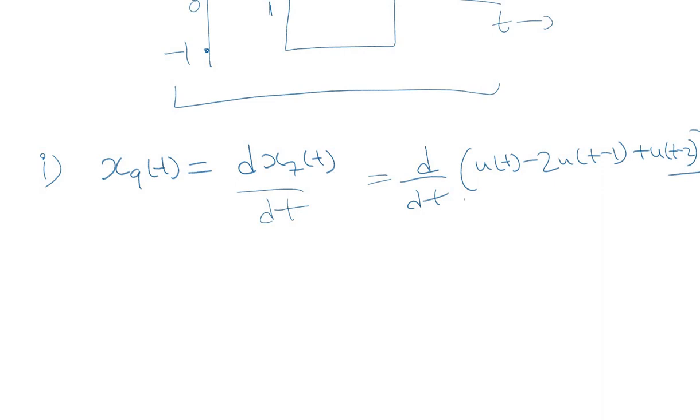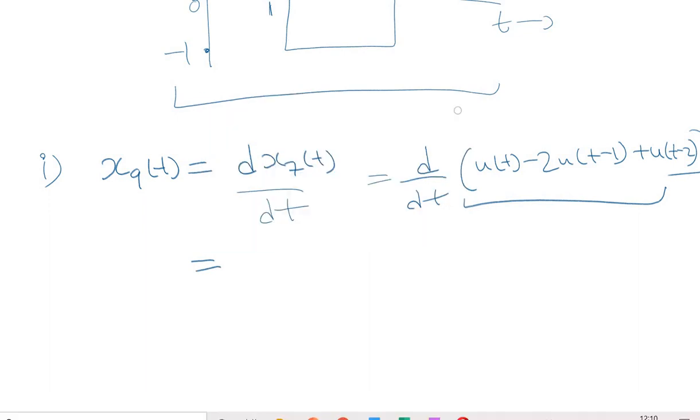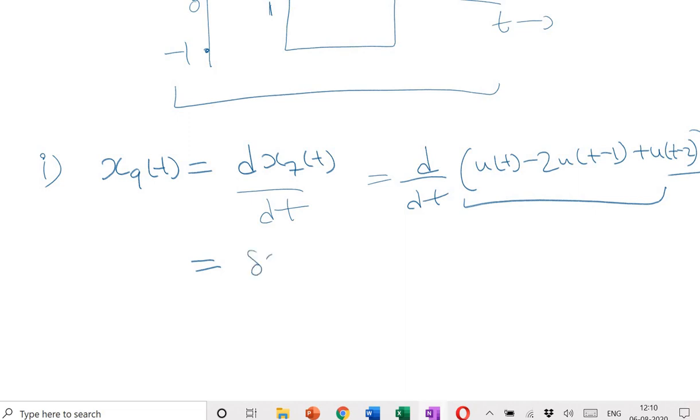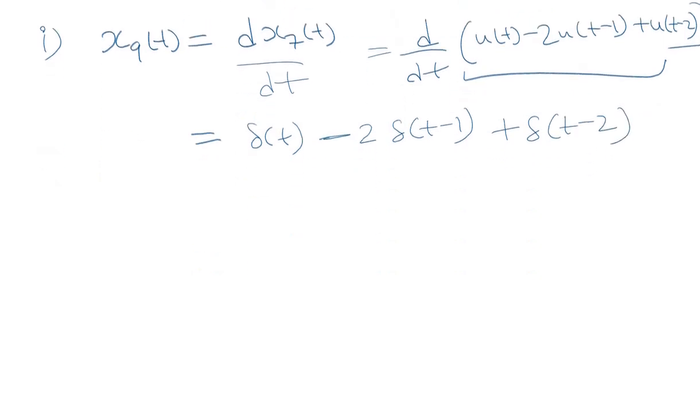So now if we take the derivative of this entire term, term by term, it becomes the derivative of u(t), the unit step function, which is an impulse function, delta(t). What was the second term? The derivative of 2u(t-1) is 2 delta(t-1), plus delta(t-2). Now we have to plot this term, which is x9(t). Right?